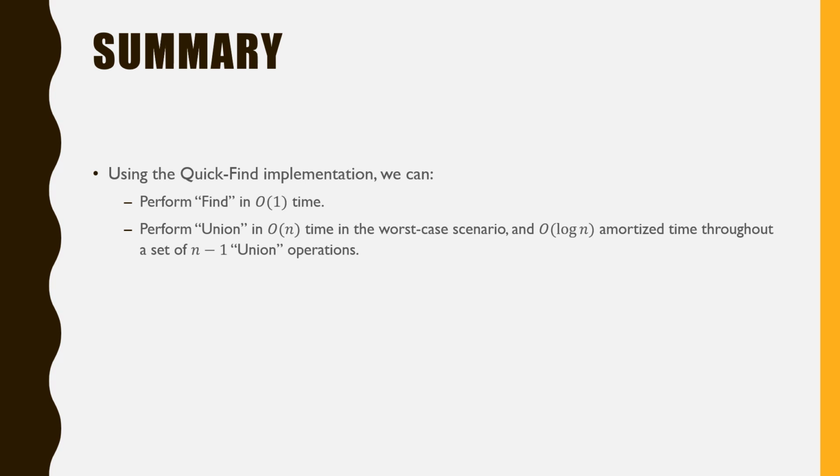In this video, we introduced the quick find implementation of the union find data structure. This implementation ensures that the find operation runs in constant time O(1). Additionally, the smart union operation achieves an amortized time complexity of O(log n) across multiple operations, though its worst-case time complexity remains O(n) for a single operation.